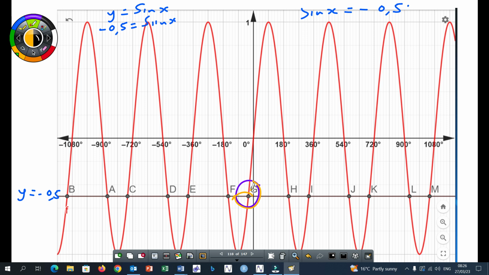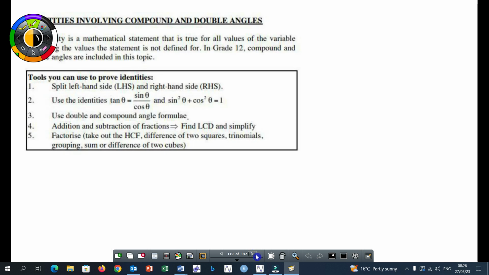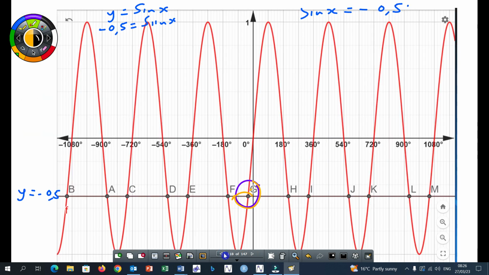There is nothing wrong with the reference angle being negative. And you don't have to change it to positive because the k times 360 caters for the positive side. You understand what I'm saying? Yeah, there's no need. Right? So, take note of that.